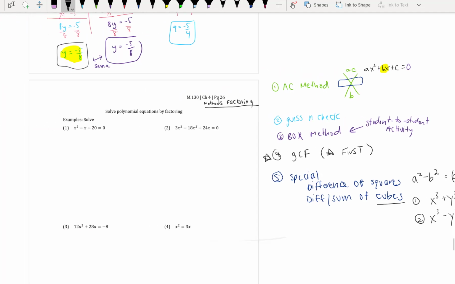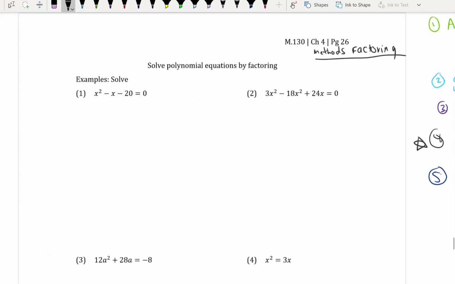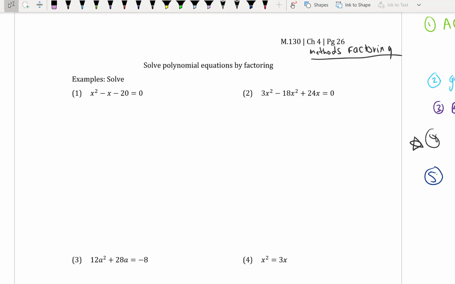Okay, so let's go ahead and look at number 1, now that we briefly reviewed that. So I'm going to go ahead and do my guess and check. I just decided I like that method, so I'm going to try to skip around. So let's do our guess and check method. If you guys like the AC method, stay with the AC method, that's fine. But the method that I want to choose for number 1 is going to be guess and check.